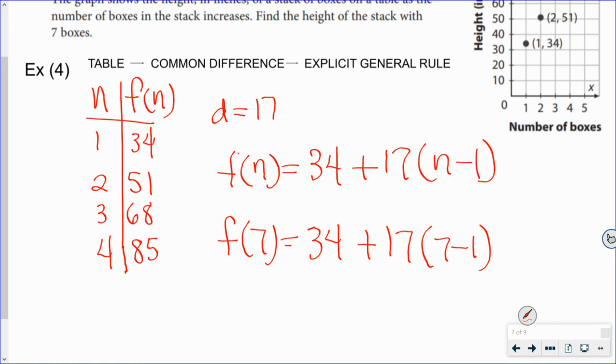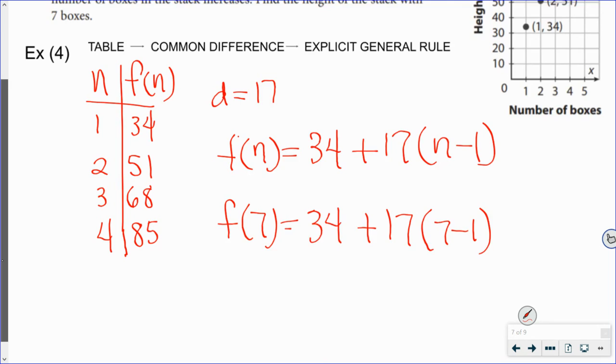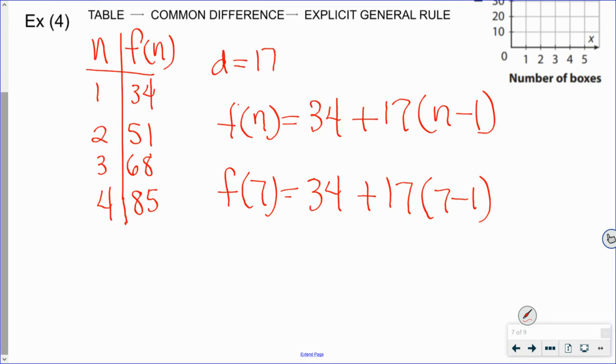I got to subtract 7 minus 1 first, which is 6. Multiply that times 17. You know, you could actually just put that in your graphing calculator, the parentheses in the right place, it'll tell you that answer, if that helps you. So 7 minus 1, 6. So 34 plus 17 times 6. Okay, so 6 times 17. 6 times 7 is 42. 6 times 1 plus 4 is 102.